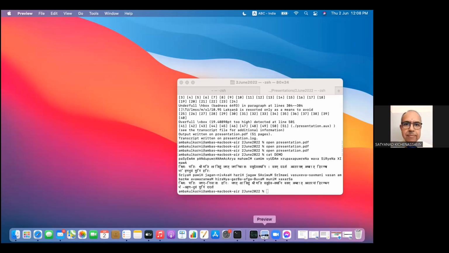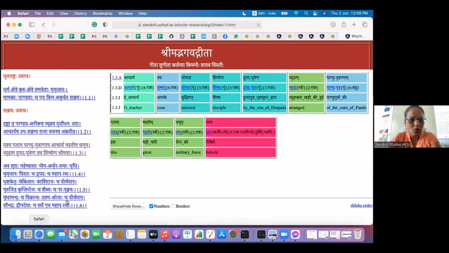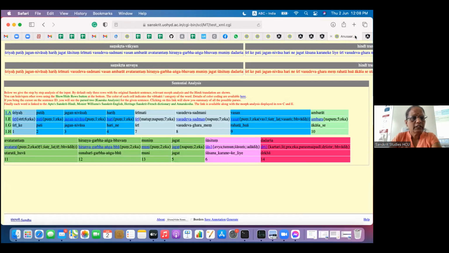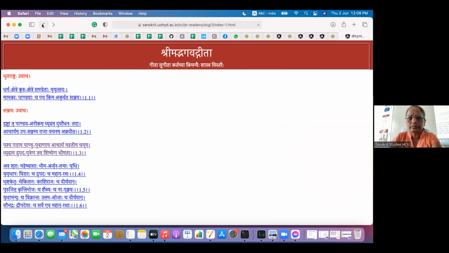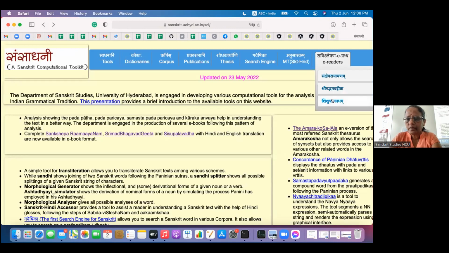Well, now I will give one last demo and I will stop. So this last demo is on where it is. Yeah. So let me go to the reader first. I go to the Śābdabodha.